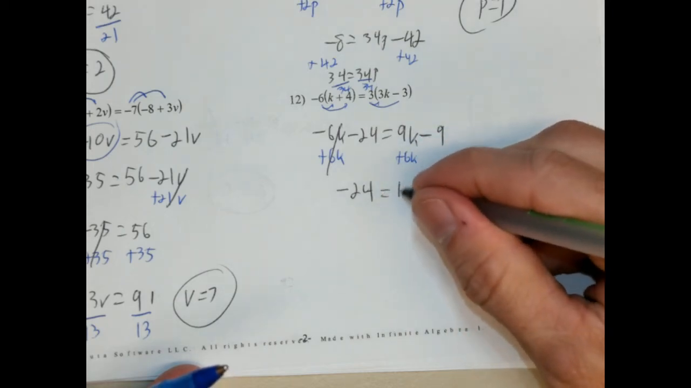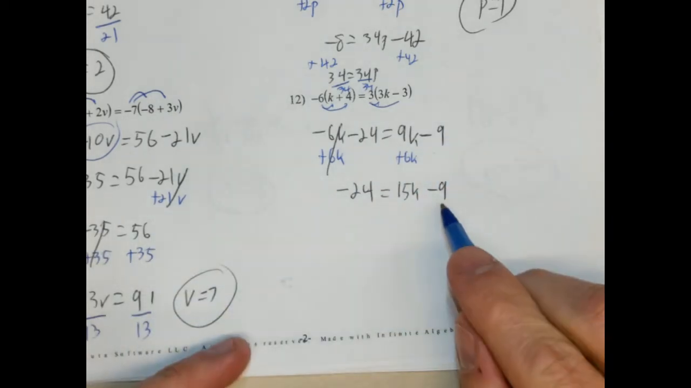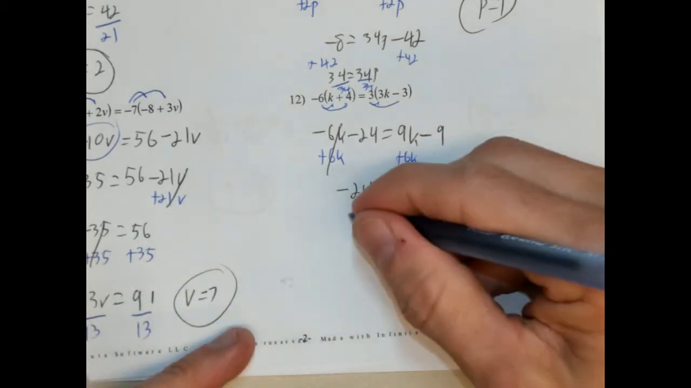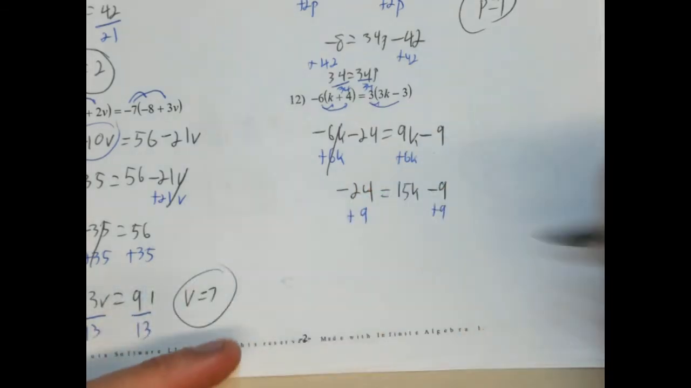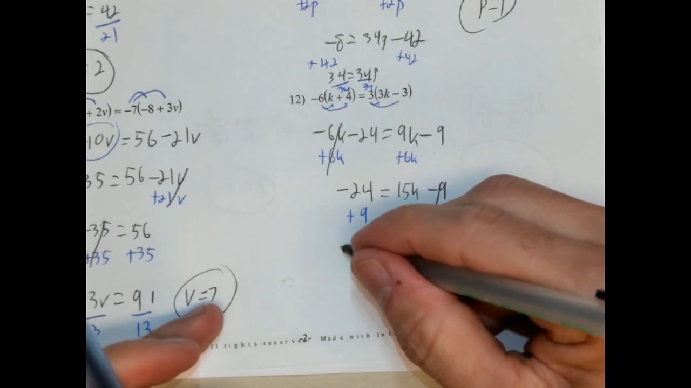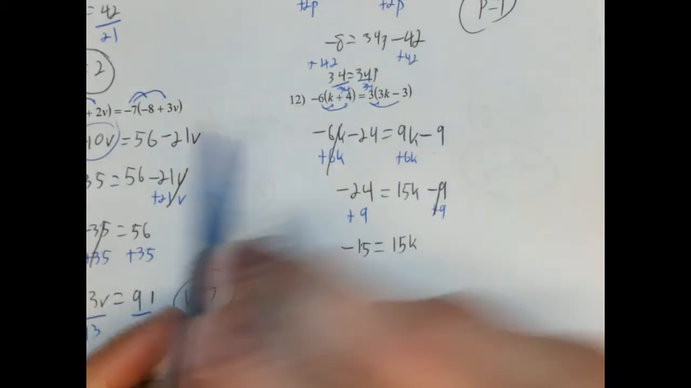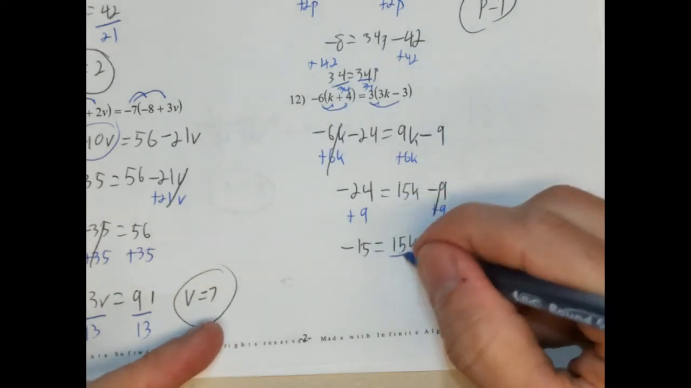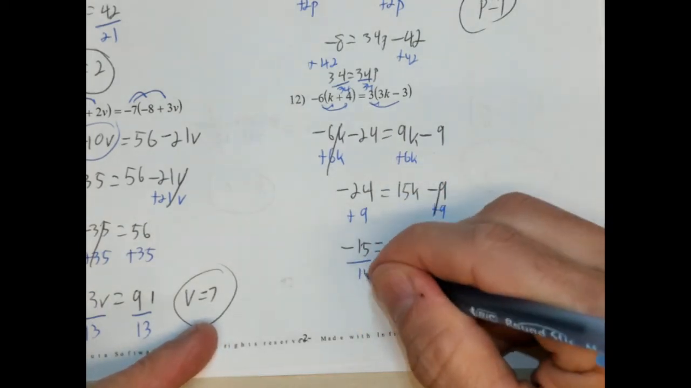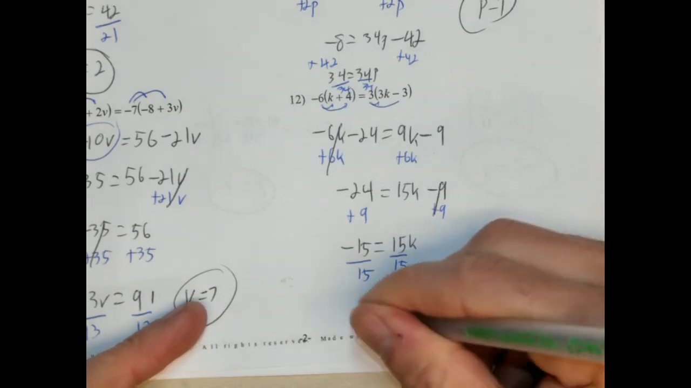9k plus 6k is 15k minus 9. And we're going to get rid of our constant. So we're going to add 9 to both sides. And negative 24 plus 9 would equal negative 15. So negative 15 equals positive 15k. We're going to divide by our coefficient, which is 15. And negative 15 divided by positive 15 is negative 1.